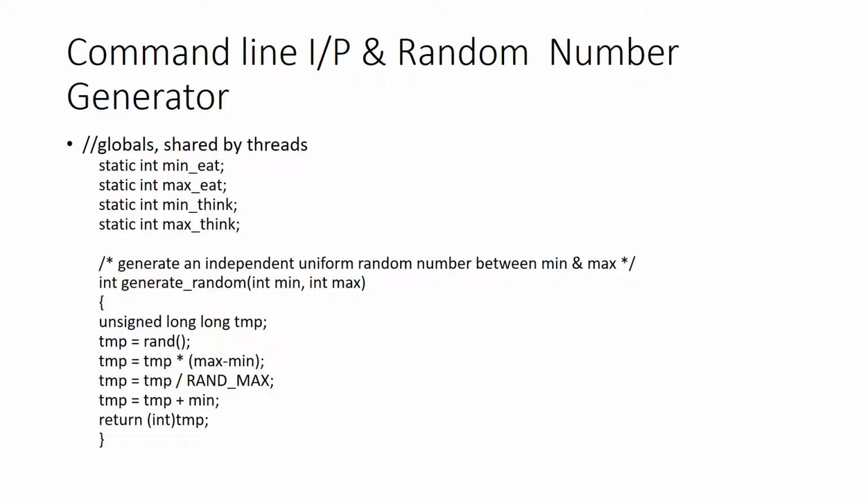Here then is the outline of the global variables, which are visible to all threads. Then the random number generator, which is a modification of the rand function from the standard C library, modified in order to generate random numbers uniformly distributed between a minimum and a maximum value. This is in milliseconds.